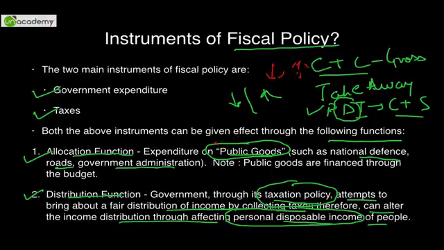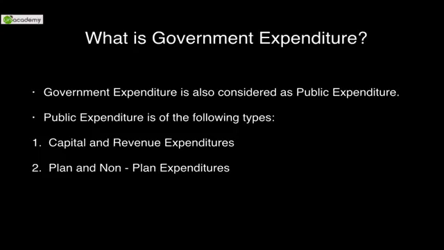Two objectives, twofold: allocation and distribution function. Please remember this, very, very important. Now, what is government expenditure that we had discussed lastly? What is government expenditure? Kya hota hai government expenditure? Any kind of expenditure that can be considered to be public expenditure. In short, expenditure on the public.